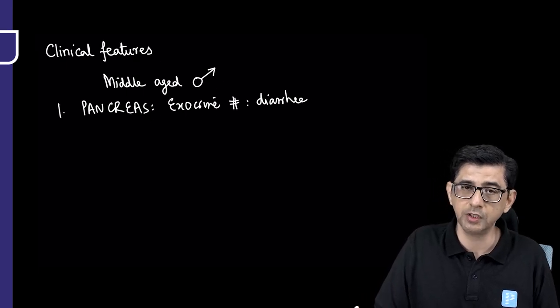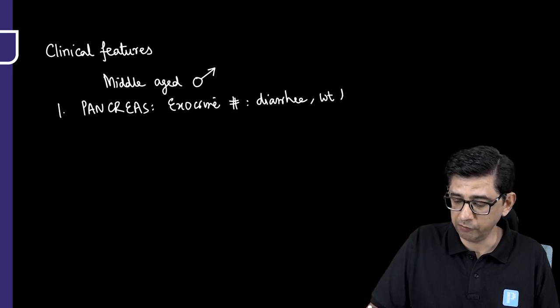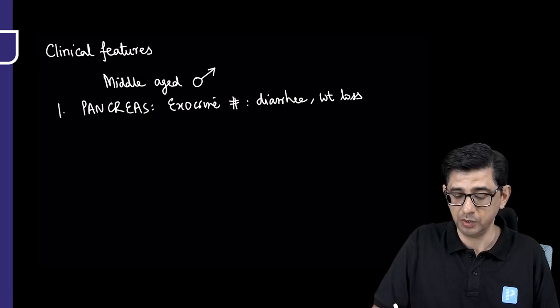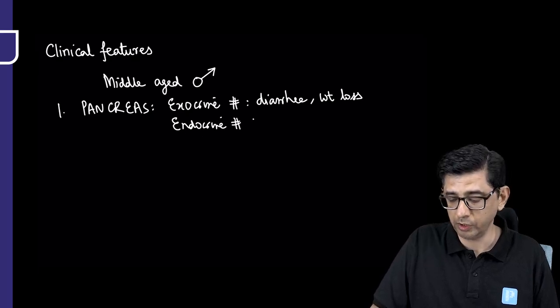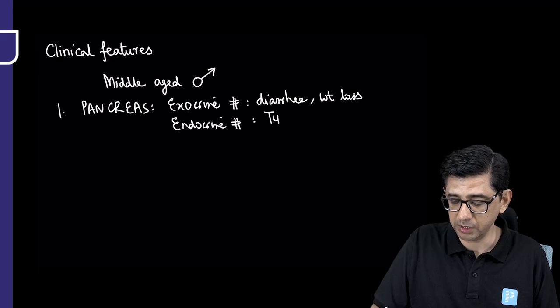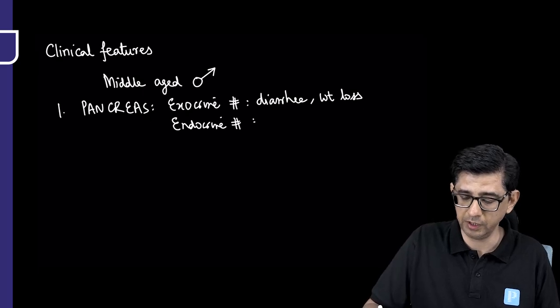There can be steatorrhea as well, because pancreatic lipase is not there, and there would be concomitant weight loss occurring in this patient. Subsequently, even the endocrine component of the pancreas will get involved. For this endocrine involvement, because there would be damage to the beta cells, the person will end up with manifestations of diabetes mellitus as well.